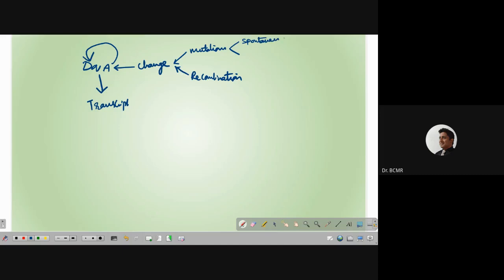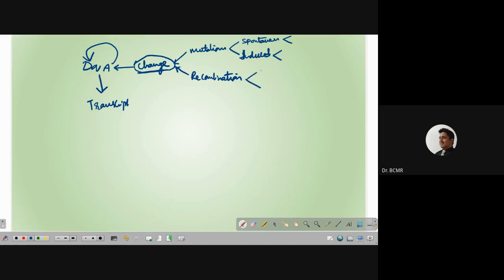spontaneous mutations. They are because of replication errors and so on. There are also others called induced mutations. Induced mutations could be because of chemical mutagens or physical mutagens. In recombination, the change in the genome or the genetic information can also occur because of recombination.